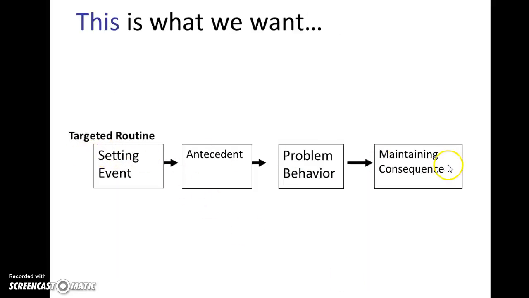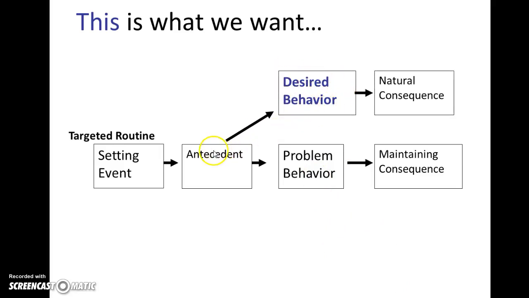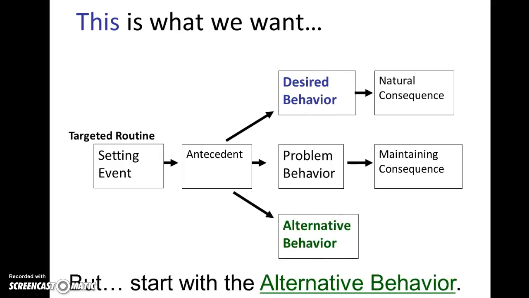So since we already have this, and this is what we want to change, we have to create an alternate pathway. We can have a new part, which is, after the antecedent, instead of the problem behavior, you have the desired behavior, and that desired behavior will have natural positive consequences. Okay, reinforcers that they feel they want to do that again. Right, but what we always want to start with is the alternative behavior that leads to the same consequence that they want.